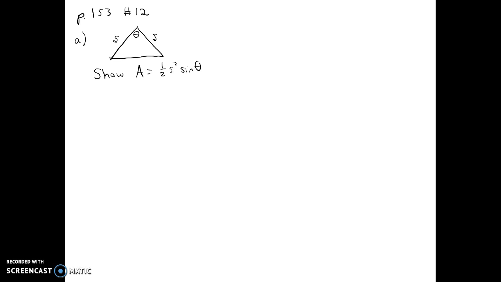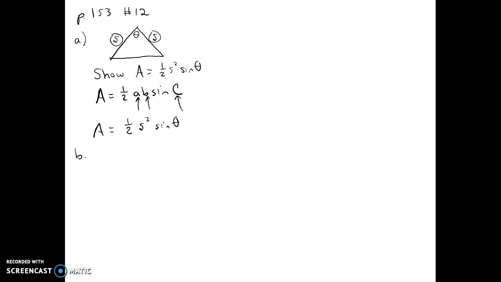In class, I showed some people a pretty fancy way to get this, but I thought of an easier way. If you take the formula that you learned in pre-cal, 1/2 AB sine C for the area of a triangle, since the sides are S and S, you can put S and S, and then the angle is theta. So this is much quicker and easier. 1/2 S squared sine theta. So that's part A.